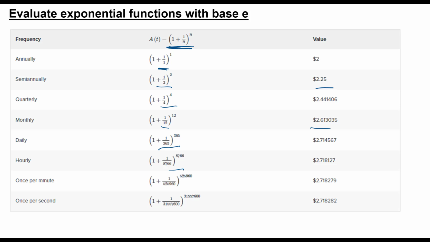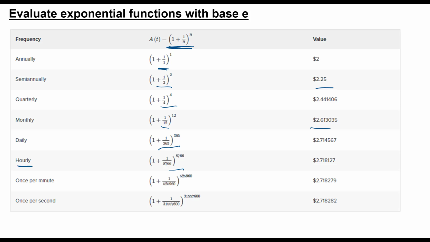If you did it per minute, you get 2.718127. I think it's interesting that even though you went up by a huge factor there, it went 2.714 to 2.718. And then we have going to 525,960, and then doing the compounding that many times.